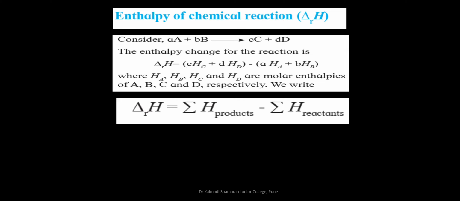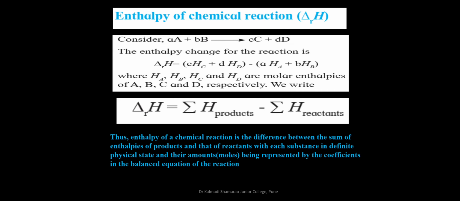Hence, the enthalpy of the reaction can be given by the summation of enthalpy of the products minus the summation of enthalpy of the reactants. Thus, the enthalpy of a chemical reaction is the difference between the sum of enthalpies of products and that of reactants, with each substance in a definite physical state and their amounts or moles being represented by coefficients in the balanced equation of the reaction.